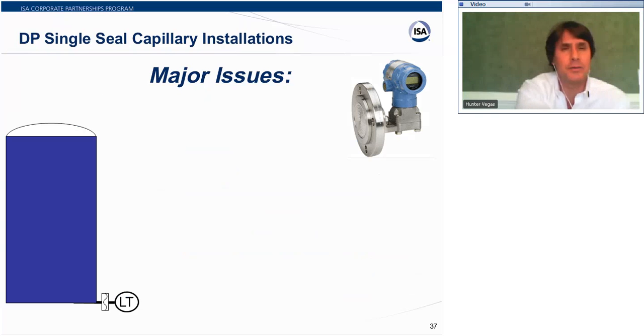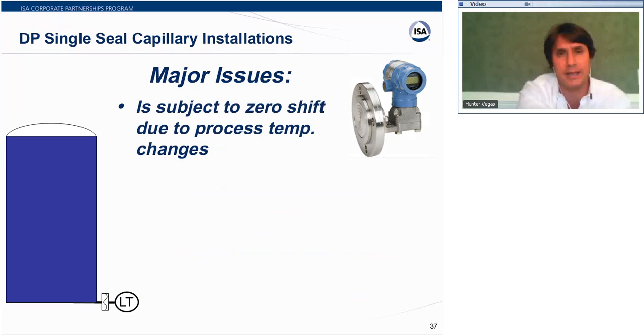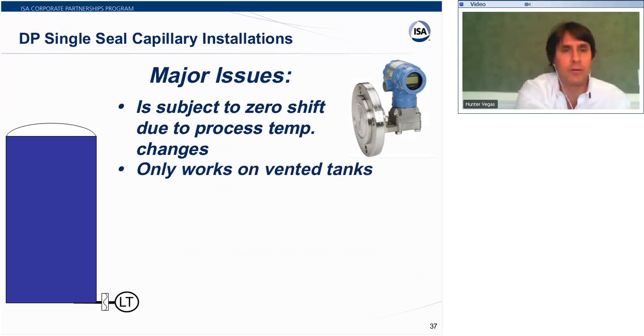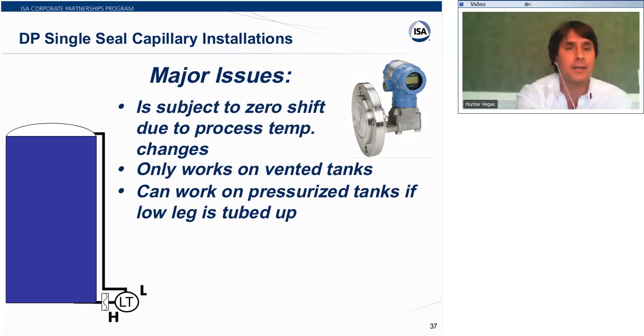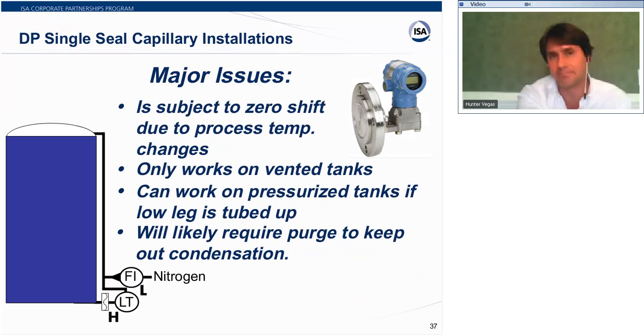All right, transmitters themselves, and these are the individual types, because we'll talk about the pros and cons of each. If I take a single pad type transmitter here and put it on the bottom of my tank, usually it works pretty well, but it is subject to some zero shift due to process temperature changes. If the tank temperature is changing, the cell liquid is going to expand and contract, and it will shift your zero around some. And you can buy tuned units that actually sense that temperature and adjust for it, and that can make that reading better. Another problem is this generally only works on vented tanks. If I want to hook it up to a non-vented tank or a pressurized tank, I can hook up the low leg, but I've got to put some kind of a purge on it to keep the condensation out.